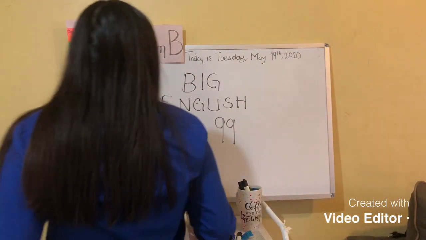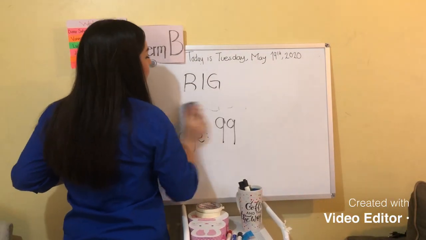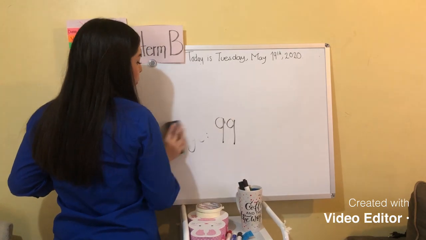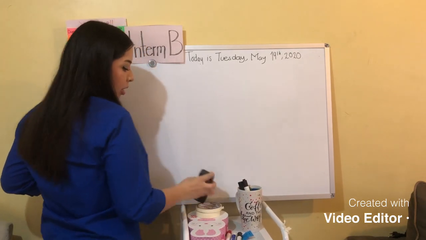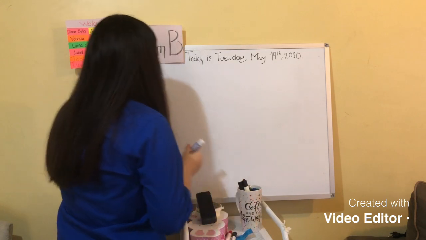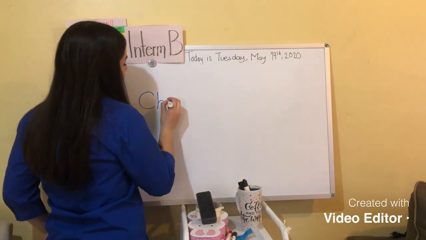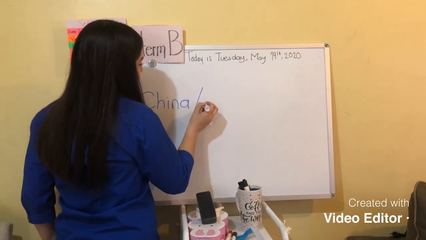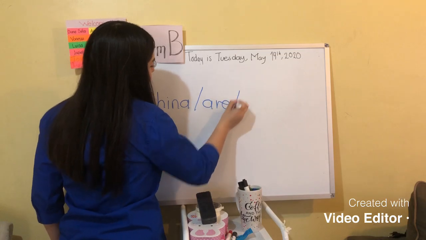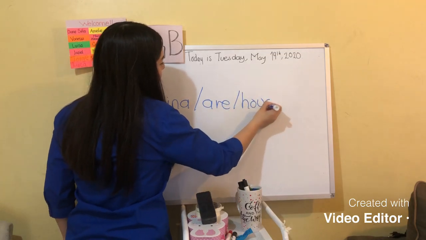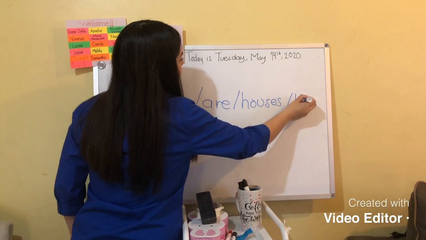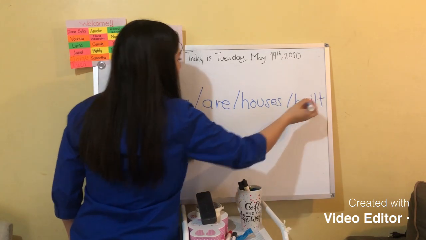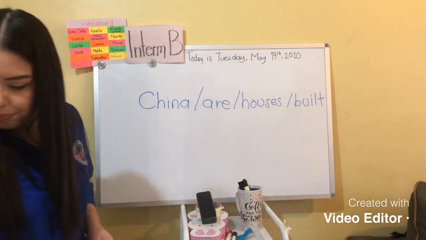I'm going to do an example and then you do the rest of the numbers. Example, China, are, houses built, right?